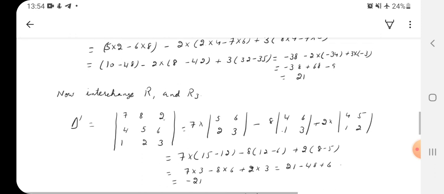As we can see, the sign of the determinant is changed whenever we interchange two rows or columns. So in this way you can do it for columns as well. You can interchange any two columns and check that the sign of the determinant changes, right?